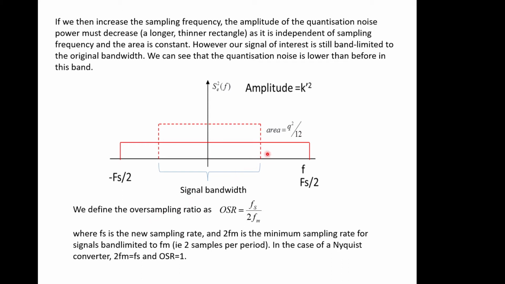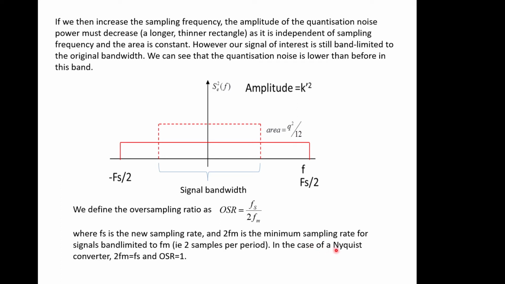And the ratio of how much we've got here in relation to the whole area is the oversampling ratio, and it's defined as the sampling frequency over 2 times the bandwidth of the message. Because remember, we need 2 samples per wavelength to get to Nyquist. So 2 FM is the minimum sampling rate for a signal band limited to FM, i.e. 2 samples per period.